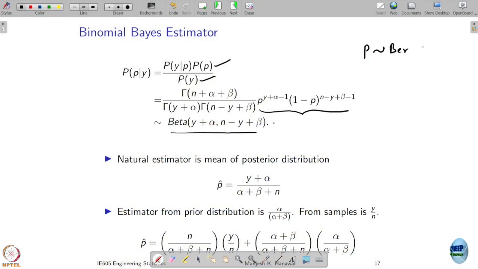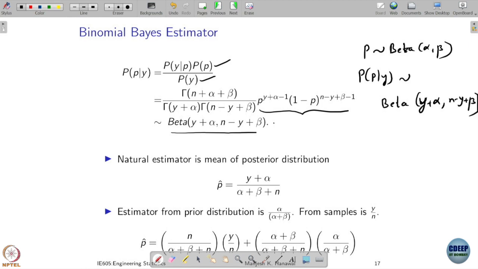Okay. Now what we got is, we started with a prior on p, assuming this is beta, alpha comma beta. We assume that this is a beta distribution with parameters alpha and beta. Now we are saying, after I observed a sample, the distribution of p given y has changed to beta of y plus alpha and n minus y plus beta. Right? Now the parameter alpha has gone to alpha plus y and beta has gone to n minus y plus beta. And after observing this y, you have this new distribution.